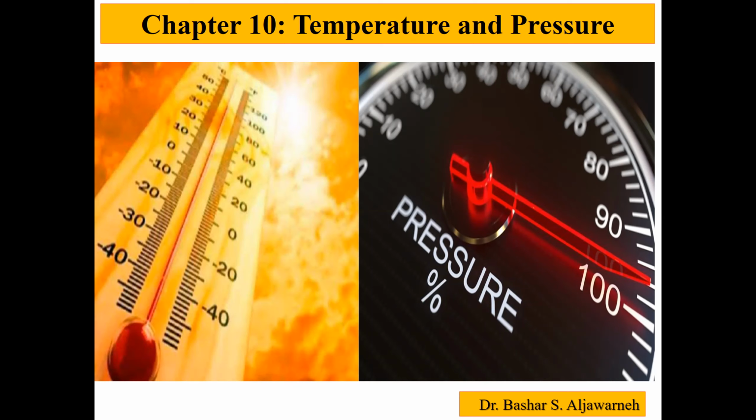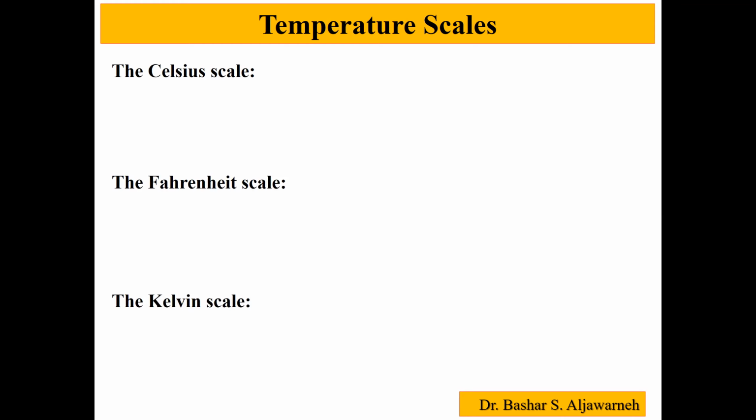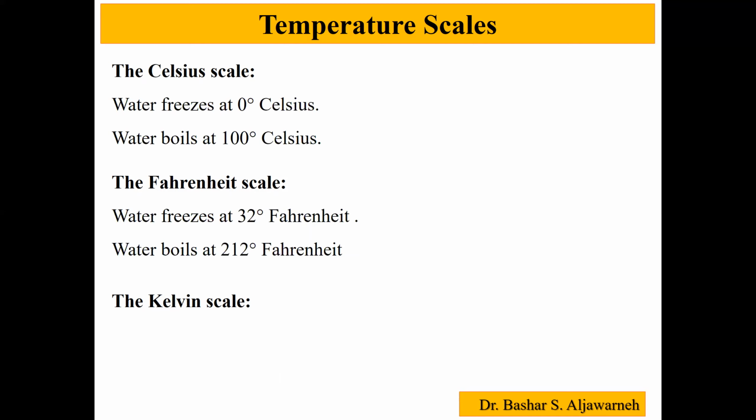Today we will talk about chapter 10, which is about temperature and pressure. In this chapter, I will talk about two subjects. First one is about temperature scales. We have three temperature scales: Celsius, Fahrenheit, and Kelvin. As an example, I will take the temperature for water, either boiling or freezing point, as you can see here in Celsius, Fahrenheit, and Kelvin.